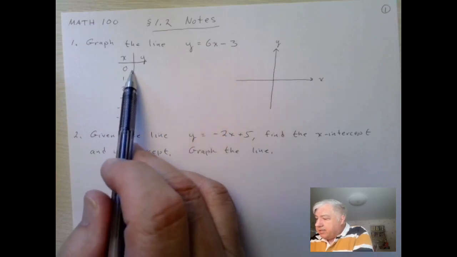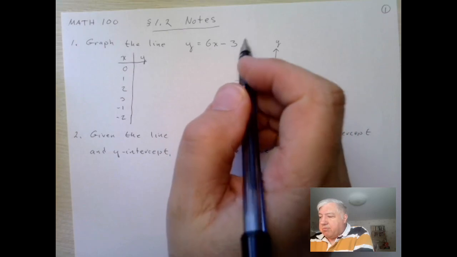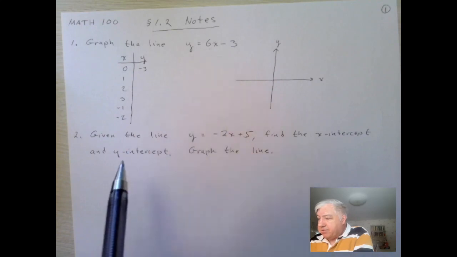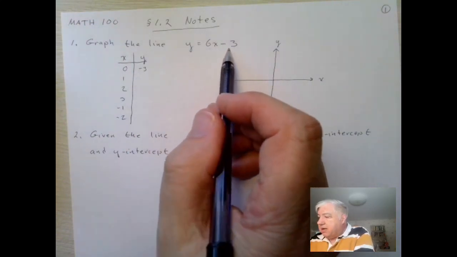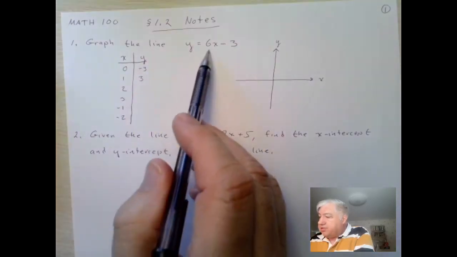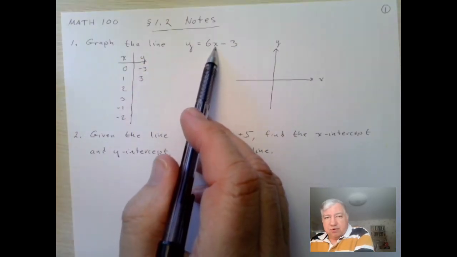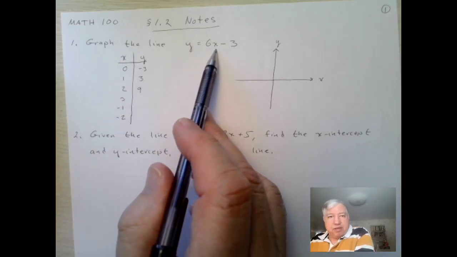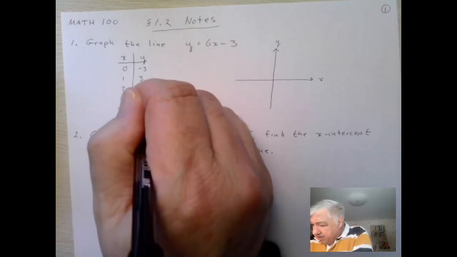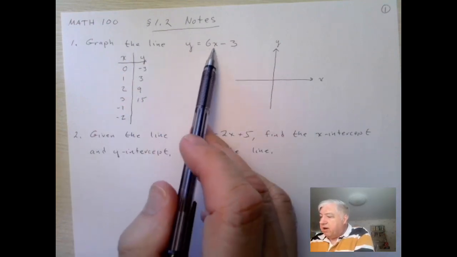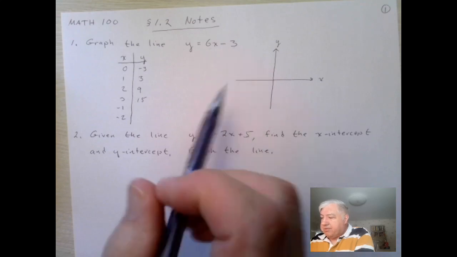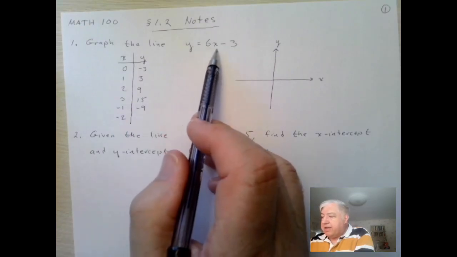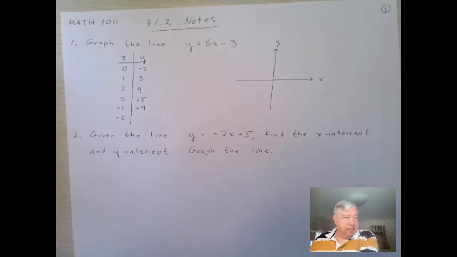So when x equals 0, y is going to be 6 times 0 minus 3. That's -3. When x is 1, we get 6 minus 3. That's going to be positive 3. When x is 2, you get 6 times 2, that's 12. 12 minus 3 is 9. When x is 3, you get 6 times 3, that's 18. 18 minus 3 is 15. When x equals -1, we get -6 minus 3, that's -9. And when x is -2, we get -12 minus 3, that's -15.